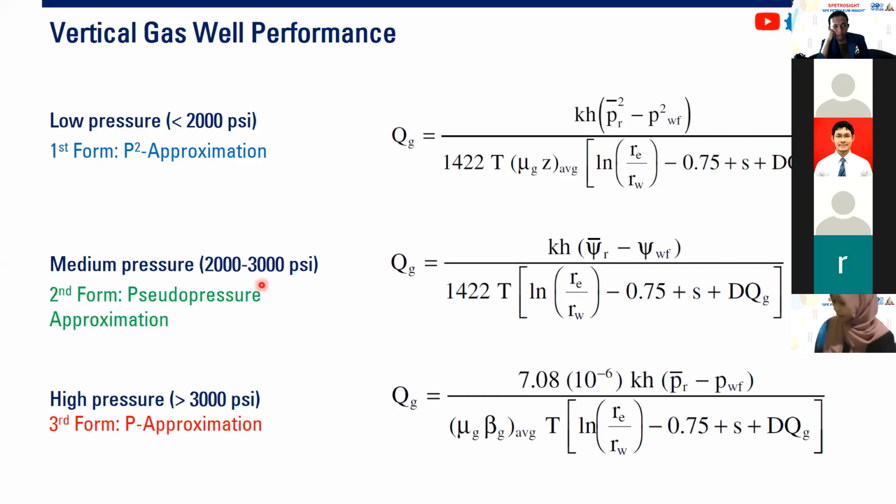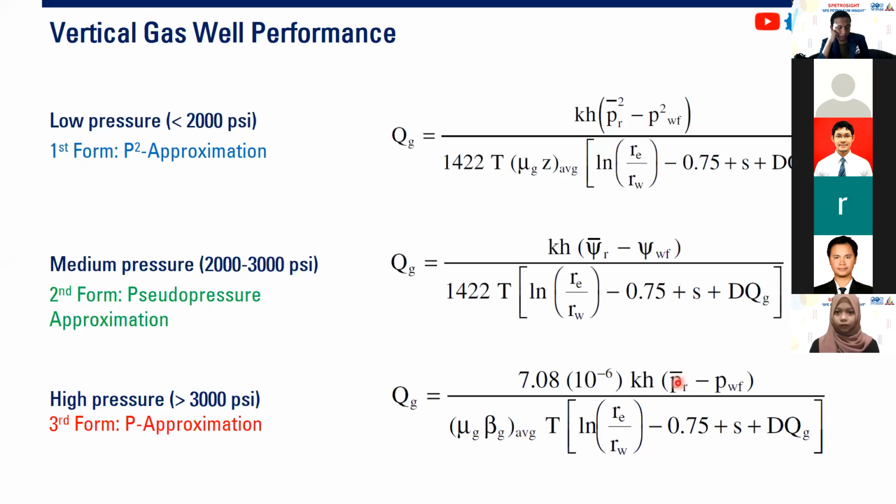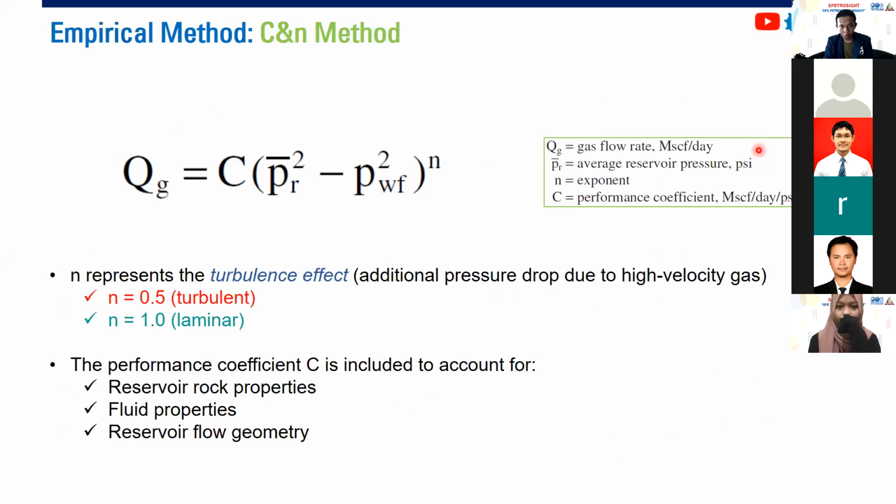And between 2000 and 3000, we cannot do it the other way. We need to calculate the pseudo pressure by this one. And then above 3000, we use this formula. All right, so far so good. But sometimes it is too complicated, with too many parameters to be considered, right? And for engineers, especially field engineers, we are not really comfortable with too many parameters like this. Most of the time we do not use the analytical or theoretical approach like this one. We do empirical, right? And it is much simpler.